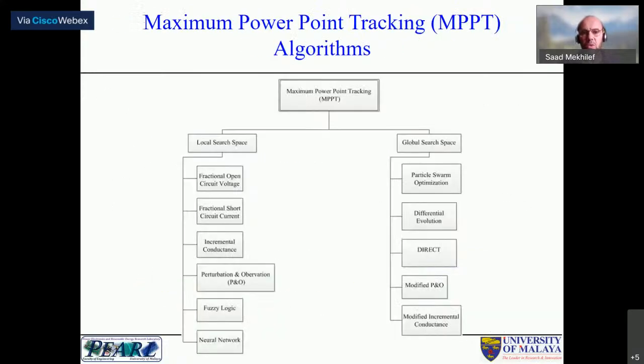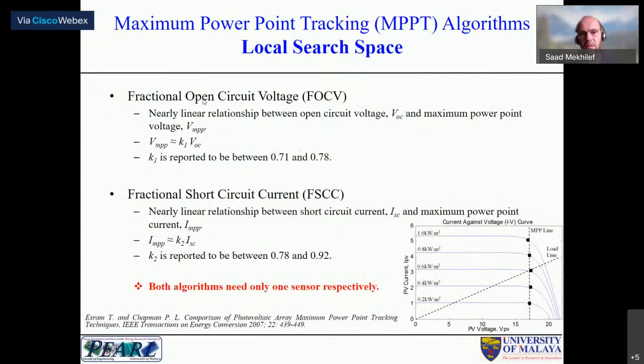Okay, let's start with the first one, the local search methods. There are a few of them. For example, the first one is the fractional open circuit voltage. This is a very simple method. At each point in time, we have the VOC on this curve, and this is the VMP. The location of the MPP is usually around 0.7 to 0.8 of the VOC, meaning within this region. That's basically what this method is all about.